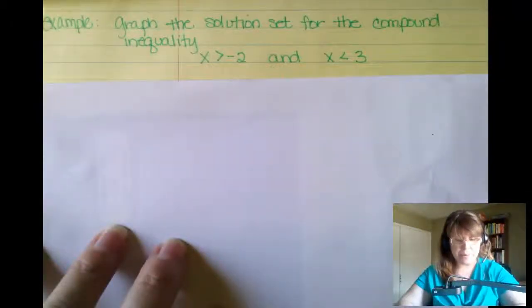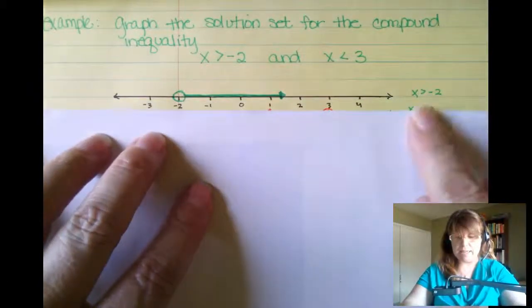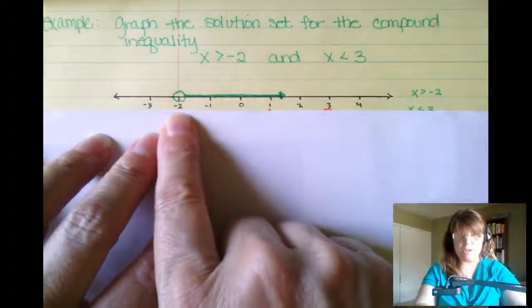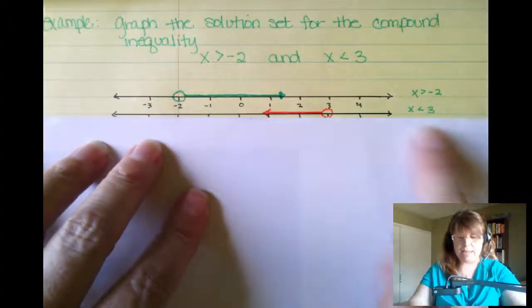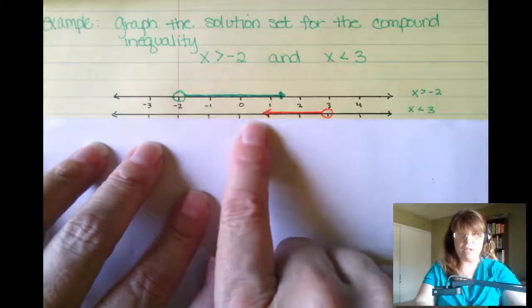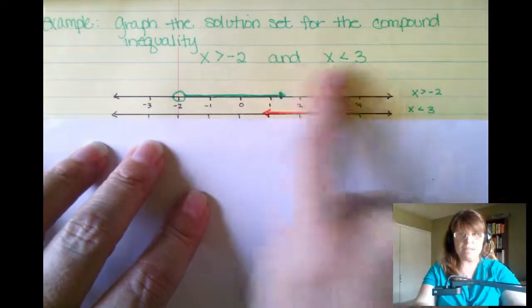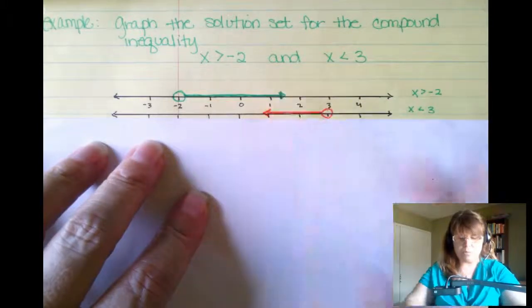Let's try another example. Graph the solution set for the compound inequality x is greater than -2 and x is less than 3. So just to show you individually, x is greater than -2 is going to be an open circle and everything to the right. X is less than 3 is going to be an open circle and everything to the left. But it's an and, so both of these statements must be true for this solution set to hold.